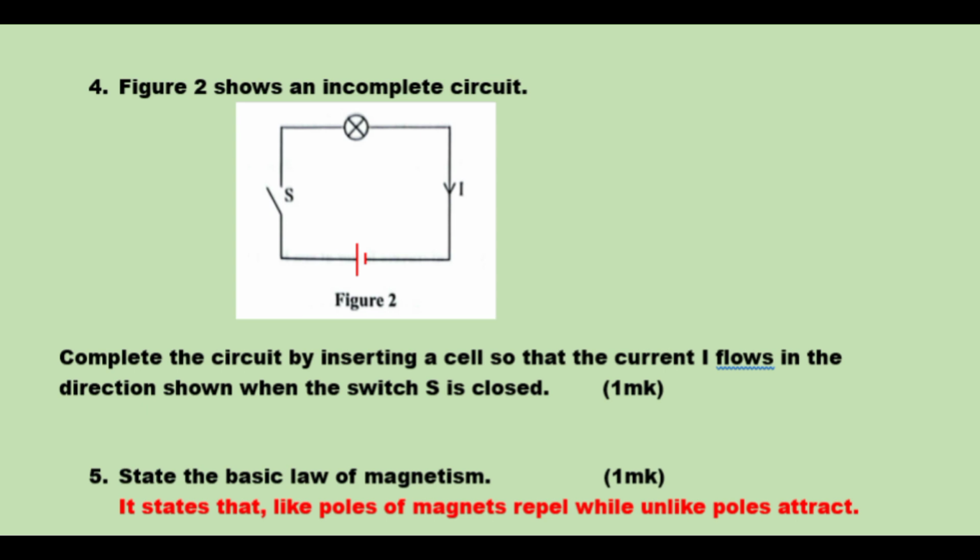Question 5. State the basic law of magnetism. So it says that like poles of magnets repel while unlike poles attract. That is the basic law of magnetism. Remember, when you are stating a law, you just quote the words as they appear in the book.